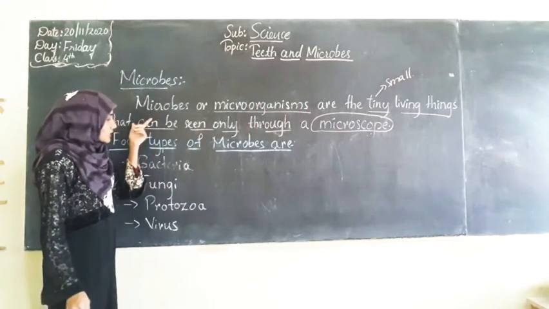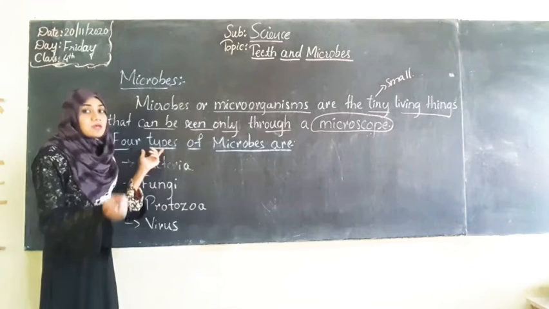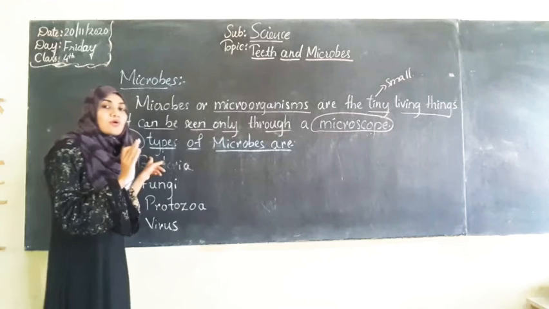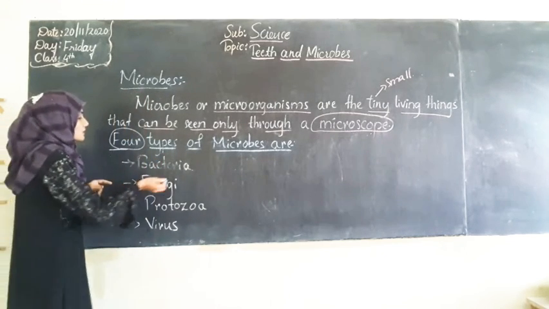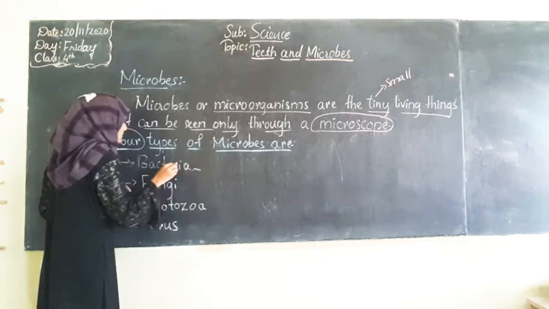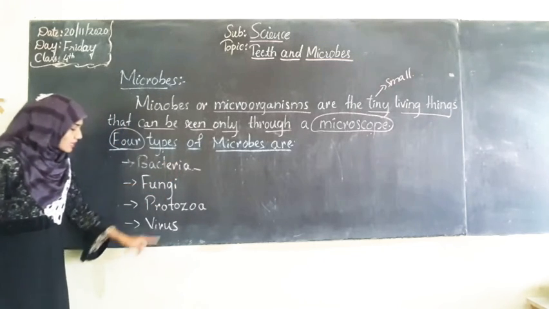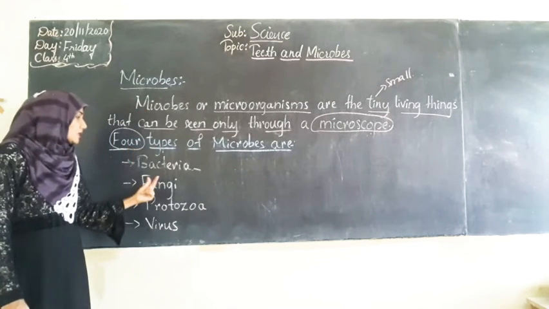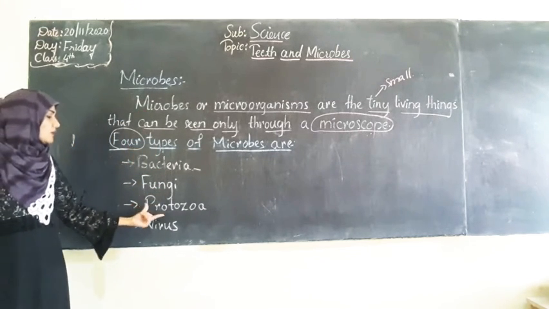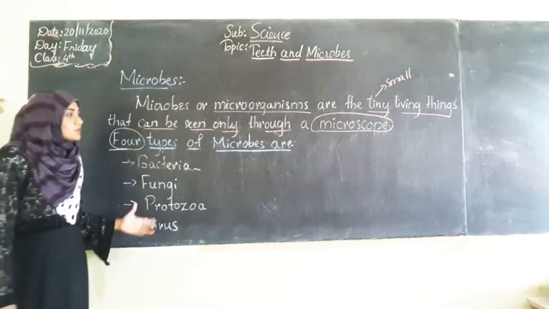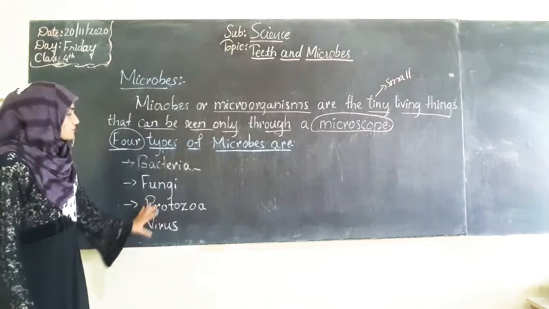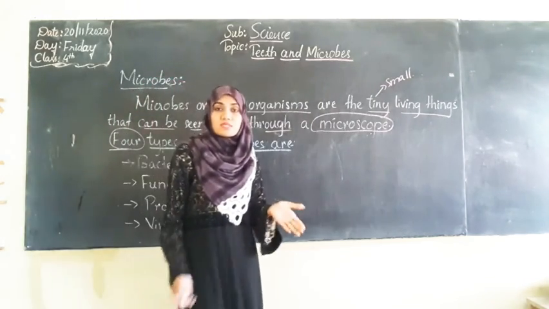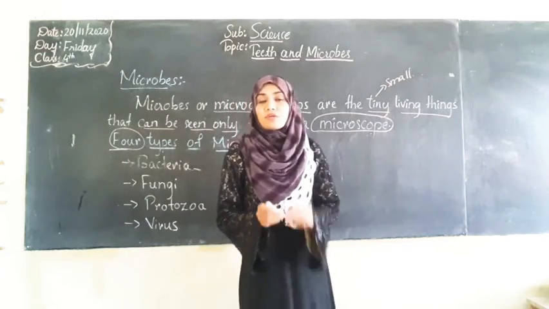And these microorganisms are of different types. Mainly they have been divided into four types, namely bacteria, fungi, protozoa, virus. I repeat. So microbes have been divided into four types, that is bacteria, fungi, protozoa and virus. Now among these four types of microbes, some of the microbes are useful for human beings, plants and animals, whereas some of the microorganisms are very harmful.